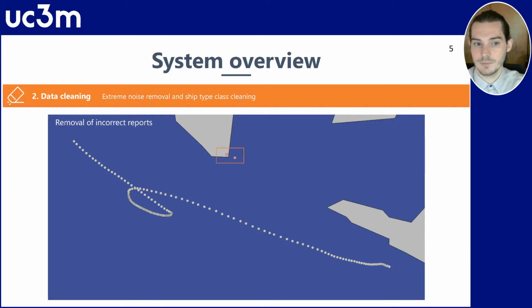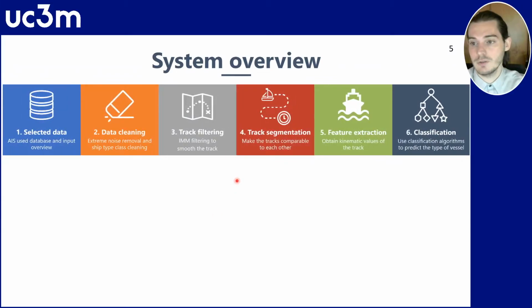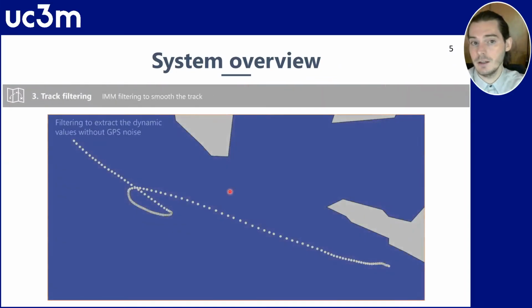The next process is the track filtering. The cleaning has provided the most suitable reports, but these do not show the real dynamic of the vessel. To obtain it, an estimation filter is applied, in this case an interacting multiple model, to obtain a smoother and more realistic trajectory, eliminating the intrinsic noise associated to the reports, and in addition performing the change of geographic coordinates to Cartesian coordinates.